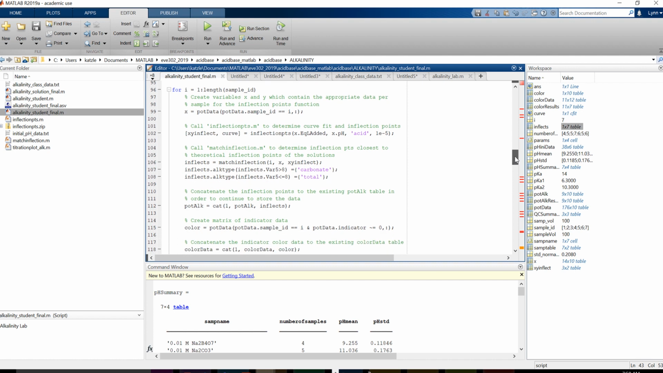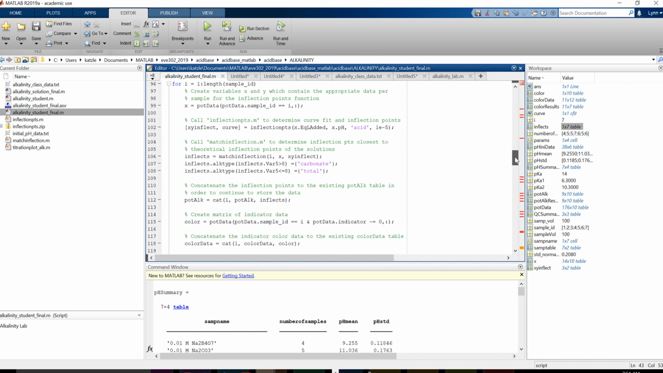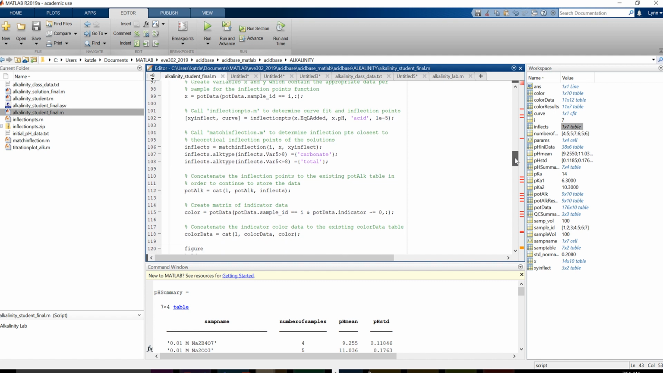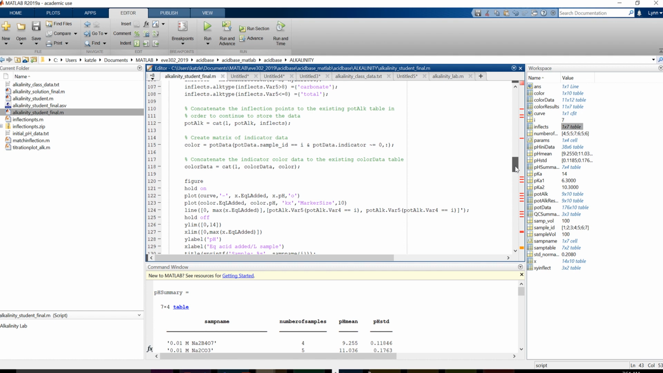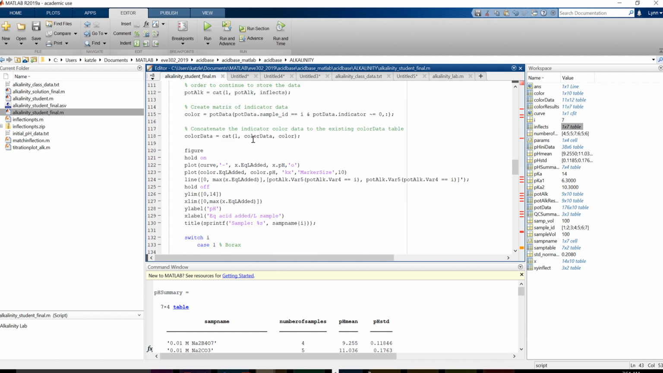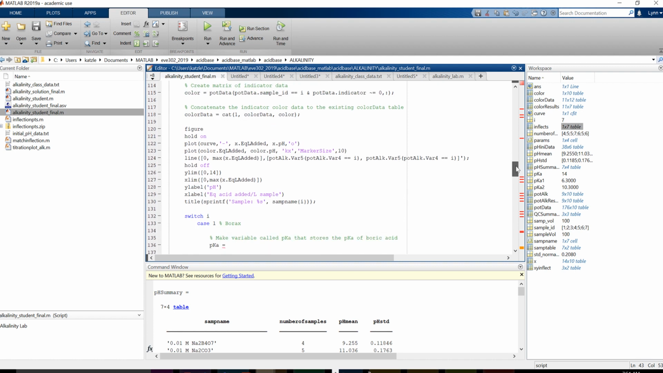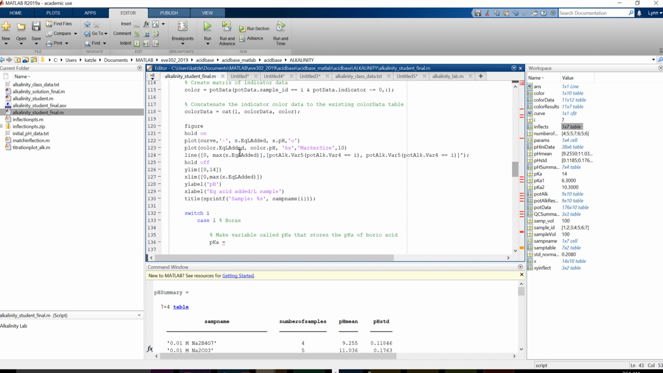We're fitting the data and finding the derivatives to get the inflection points. Okay, we're then going to add that data to our file so that we can put all this together. And we're going to locate where the indicator changes color as well and add that to the color data file. We're then going to make the plot associated with the titration data and the fit and indicate where the inflection points and color changes occurred.